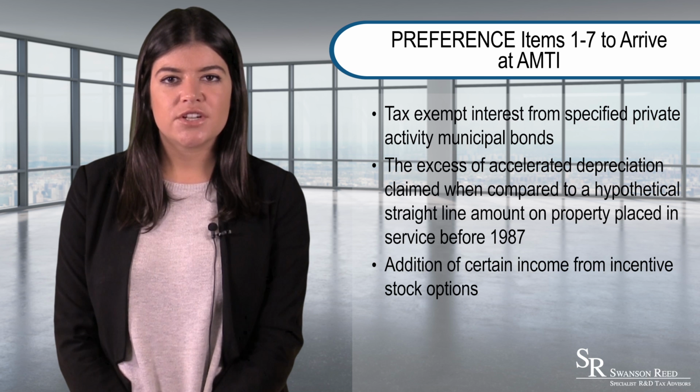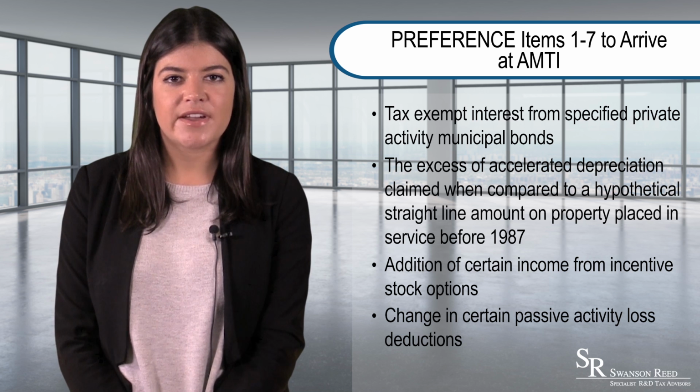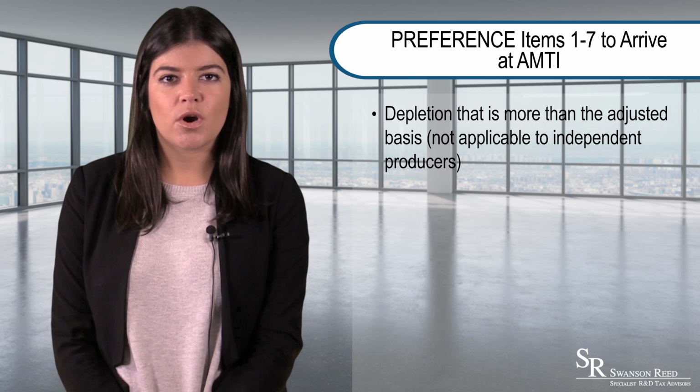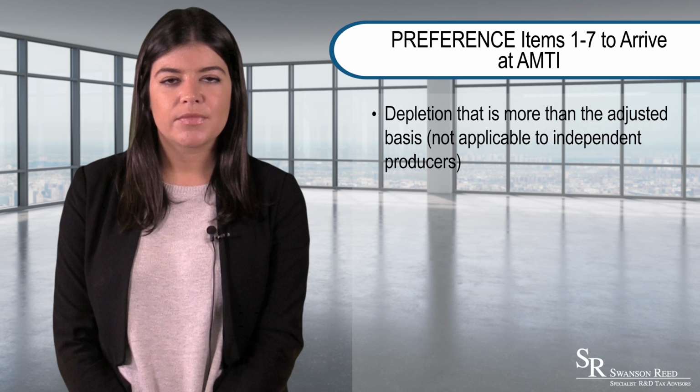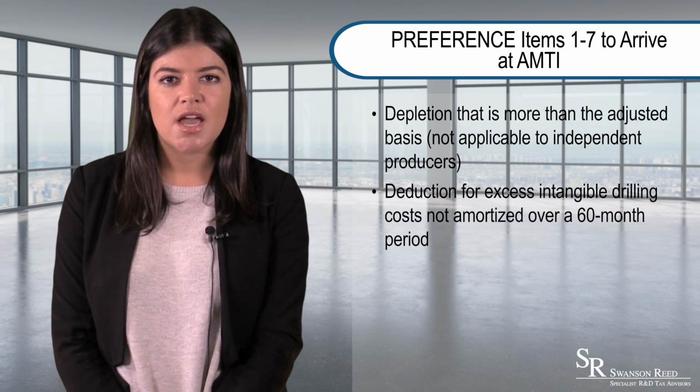3. Addition of certain income from incentive stock options. 4. Change in certain passive activity loss deductions. 5. Depletion that is more than the adjusted basis, not applicable to independent producers. 6. Deduction for excess intangible drilling costs not amortized over a 60-month period.